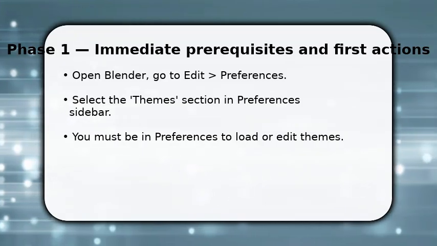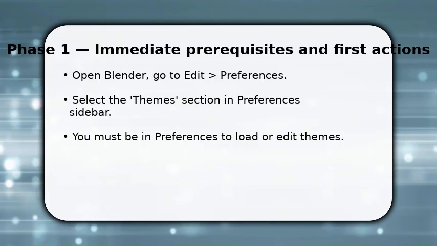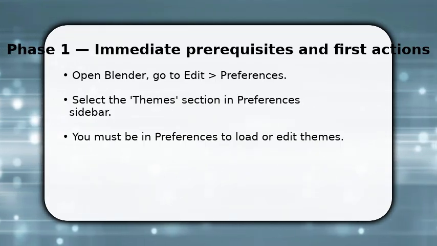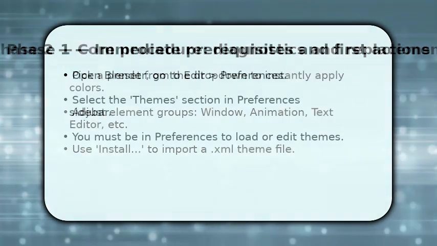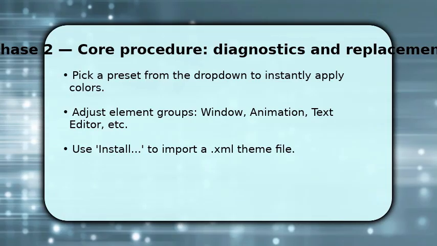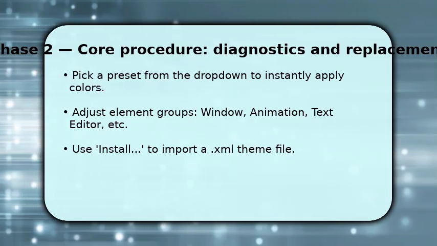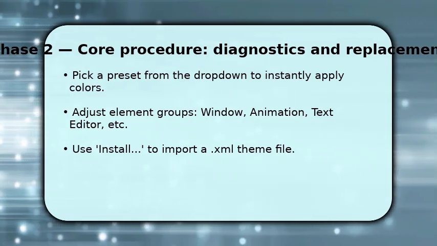Make sure to pause and confirm you're in the right Preferences window, because changing themes outside Preferences isn't possible. This is the only way in Blender. Once in Themes, choose a preset from the top dropdown to apply a complete look instantly. Using a preset is faster and safe.